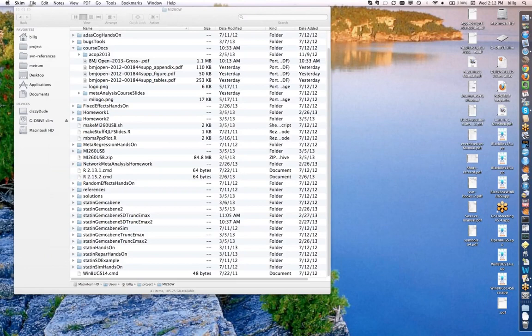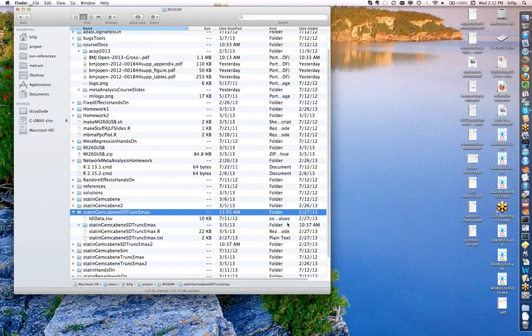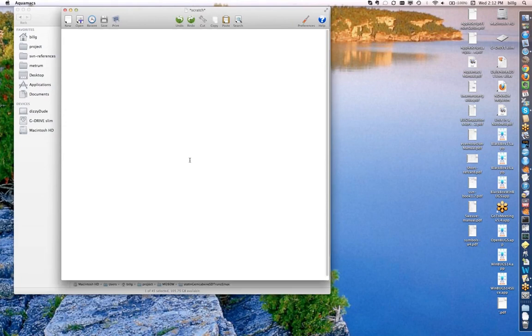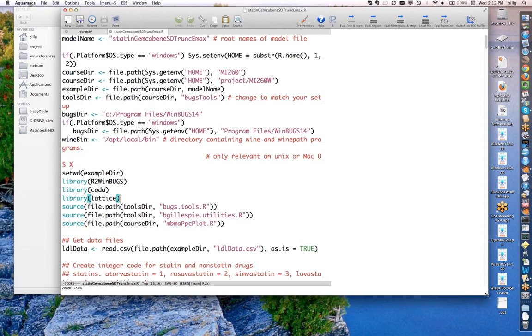And so where do we go? Here we go. Oh, we got Statin Gemca Bean SD Trunk Emacs. My names are getting too long there. Let's go ahead and open up both the model and the R script to go with it. Okay, let's get the model.